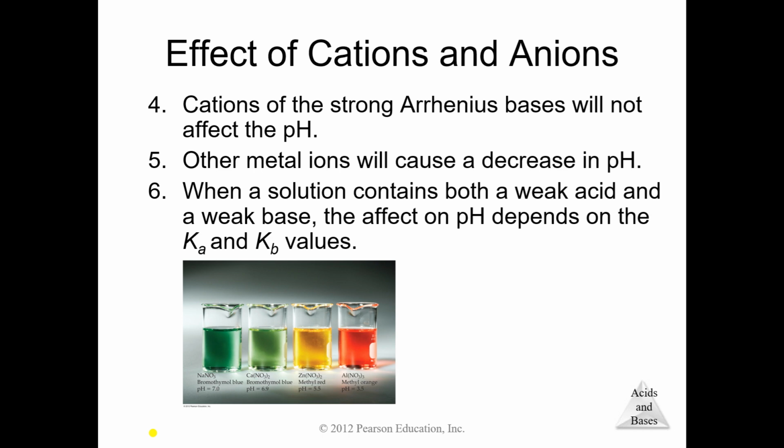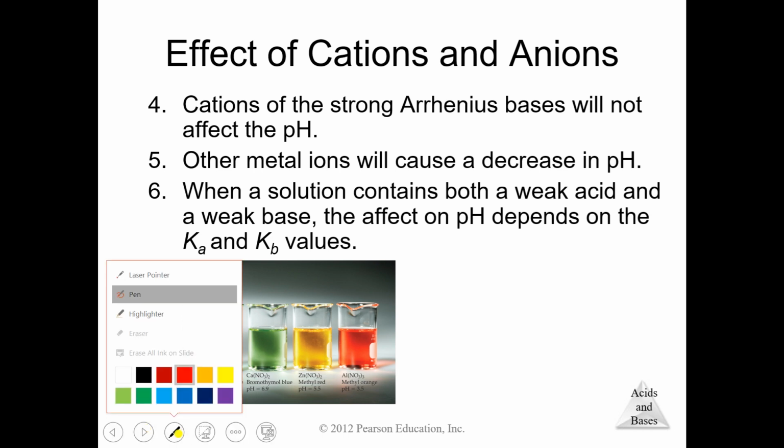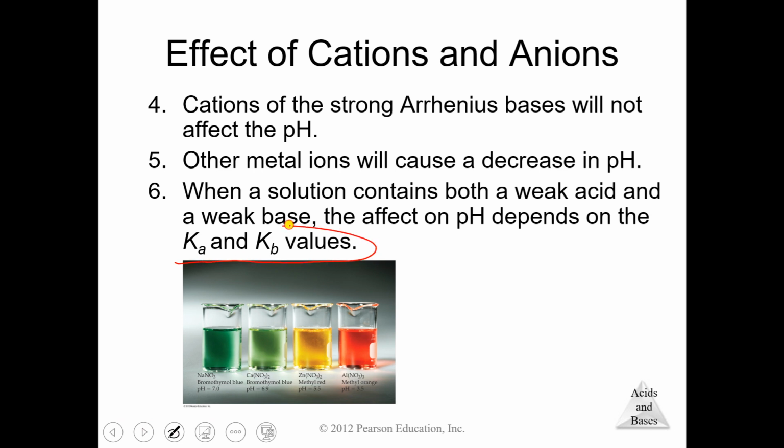And when there's both a weak acid and base, the pH directly is dependent on the Ka and Kb values. So if you have a much higher Kb value on the weak base than you do the Ka value on the weak acid, it's going to be more basic. The pH is going to increase. If you have a higher Ka value and a smaller Kb value, it's going to be more acidic and the pH will decrease.